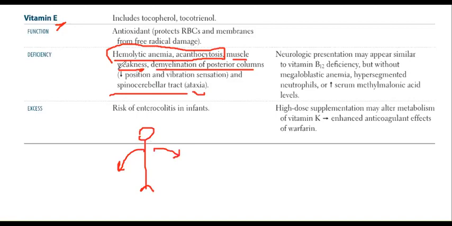Okay, and muscle weakness definitely, because they are causing problems to these posterior columns, which also deal with your lower limb, but not the muscles. But here you're having this muscle weakness because of anemia.